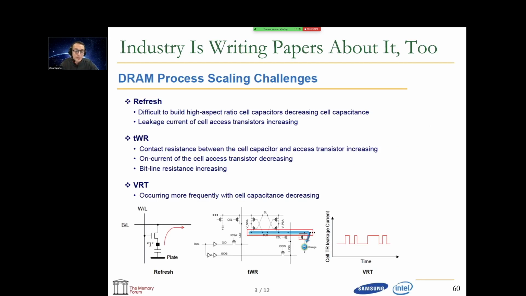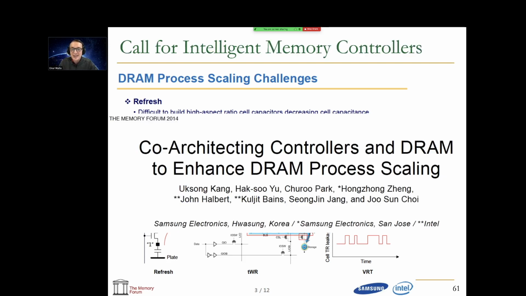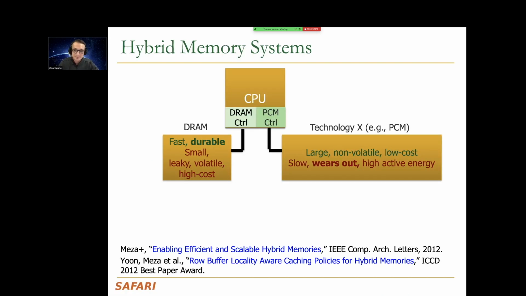This is a relatively old paper by Samsung and Intel, two companies that don't normally talk to each other, in my opinion. But they were able to write this nice 4-page paper in the Memory Forum in 2014, where they basically said DRAM process scaling is becoming harder, and by having intelligent memory controllers and co-architecting controllers and DRAM together, we can actually do much better.